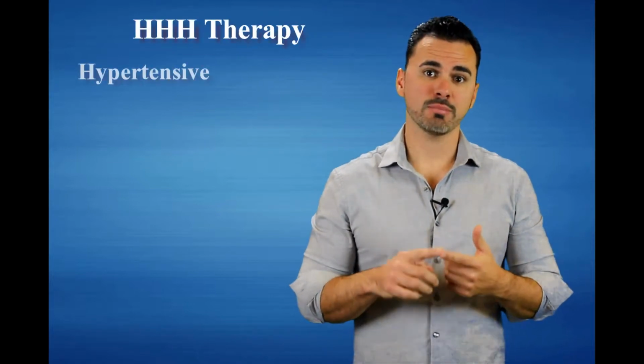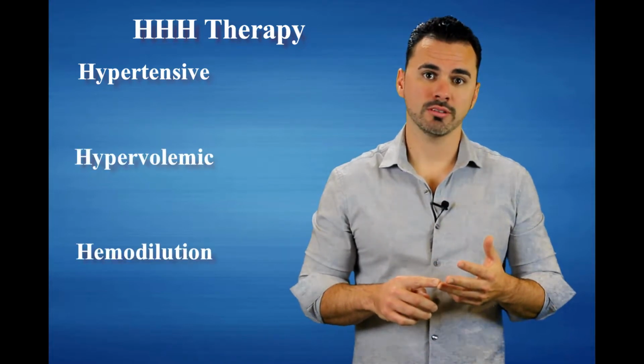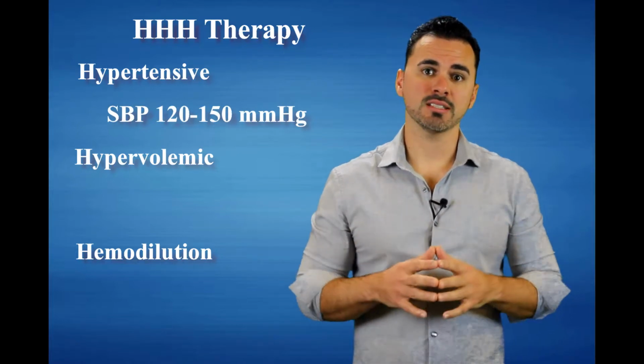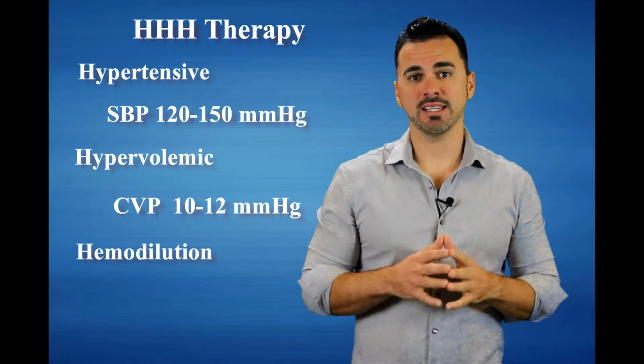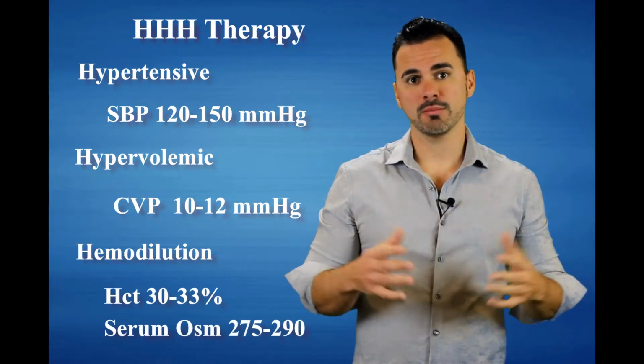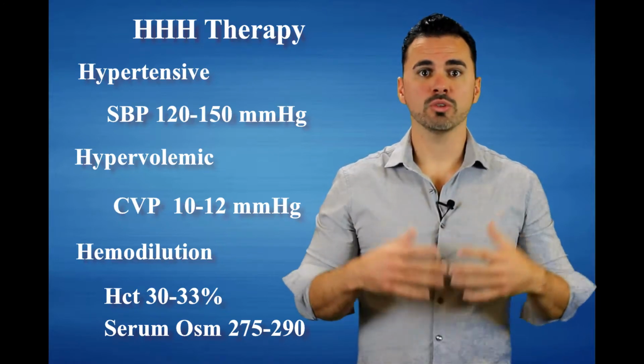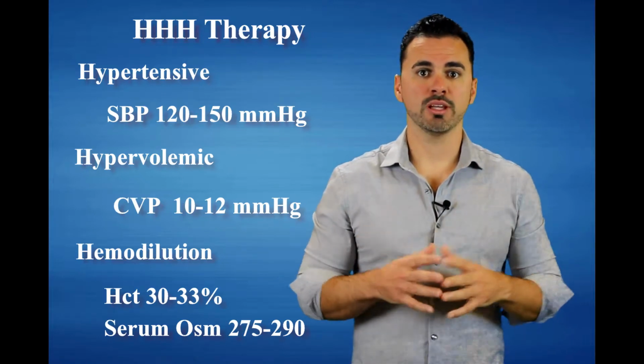Another more controversial modality that they're actually getting away from, but it's still important to know, is Triple H therapy. This is known as hypertensive hypervolemic hemodilution. Basically, you want to maintain the systolic blood pressure between 120 to 150, and you want to maintain a CVP between 10 to 12, as well as maintaining a hematocrit between 30 and 33, and a serum osmolality between 275 to 290. This basically is going to produce that fluid stent, which is going to help increase CPP and cerebral blood flow. Now, there's other evidence out there now that supports the maintenance of euvolemia as opposed to hypervolemia. So it's important to understand, though, that hypotension and hypovolemia are what we wish to avoid completely.